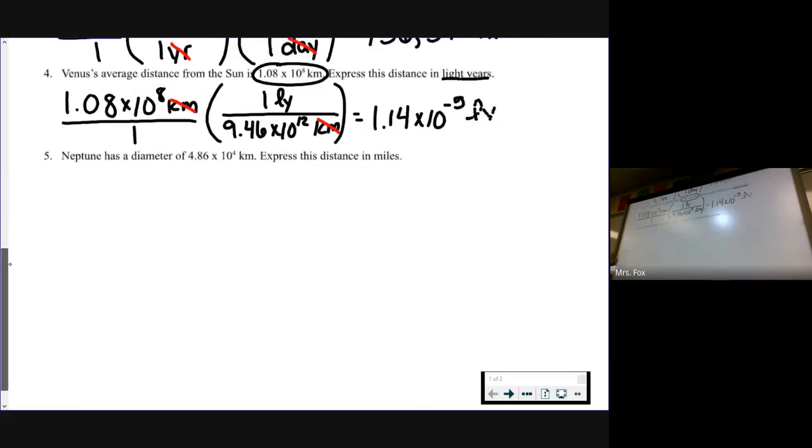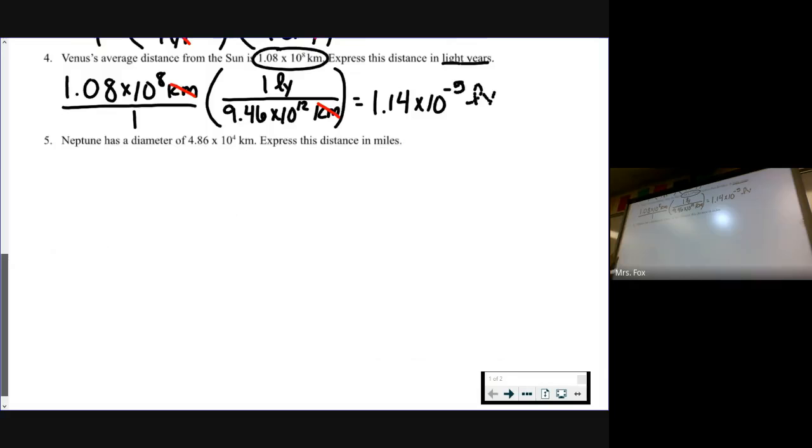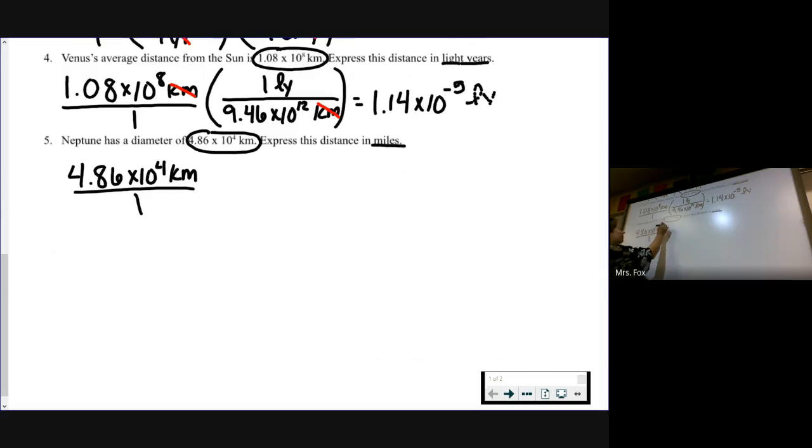All right. Neptune has a diameter of 4.86 times 10 to the 4 kilometers. We want to express this in miles. Now, we do have a relationship between kilometers and miles, so I'm only going to need one conversion factor. 10 to the 4th km over 1 is my placeholder.